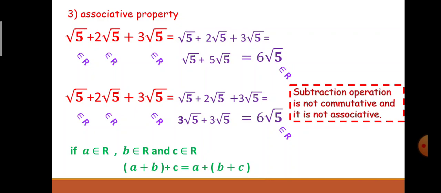But here our rule in this case is: if A belongs to R and B belongs to R and C belongs to R, so A plus B, as the first 2 terms, plus C will be equal to A plus B plus C as the second 2 terms.